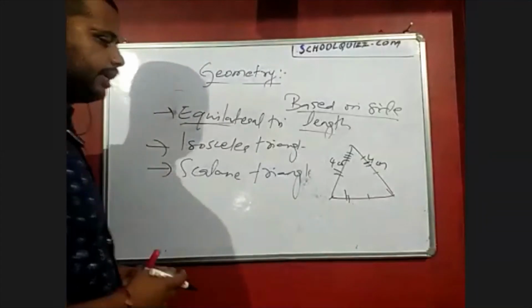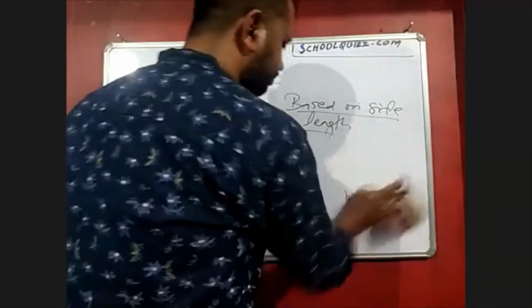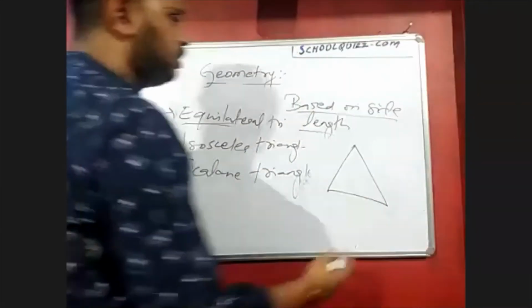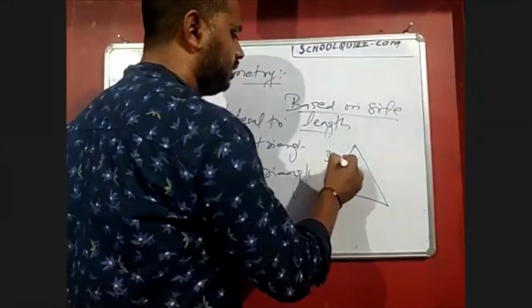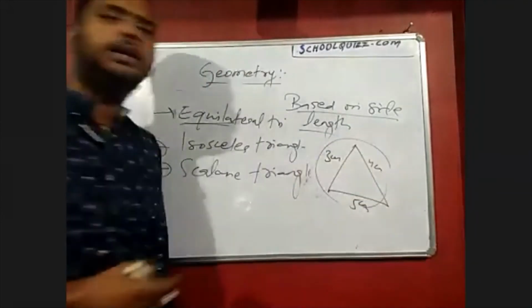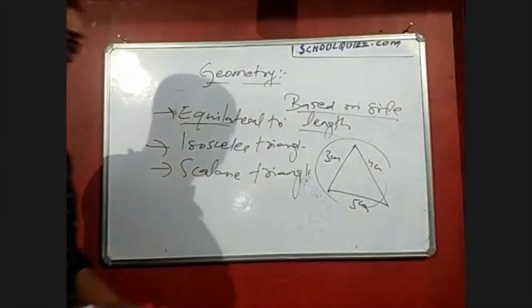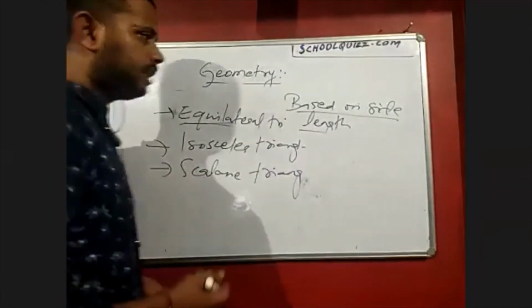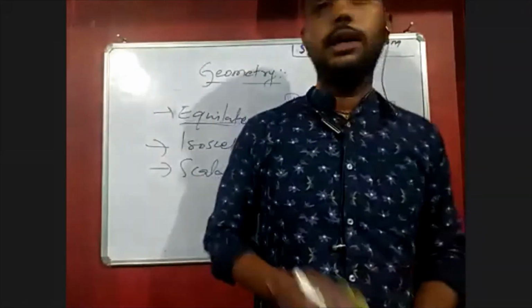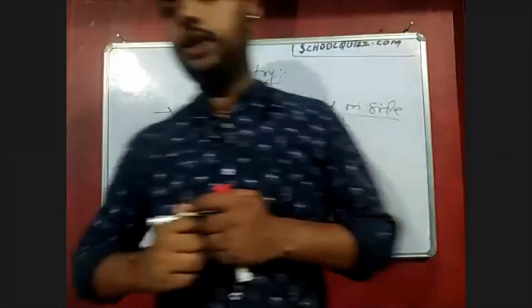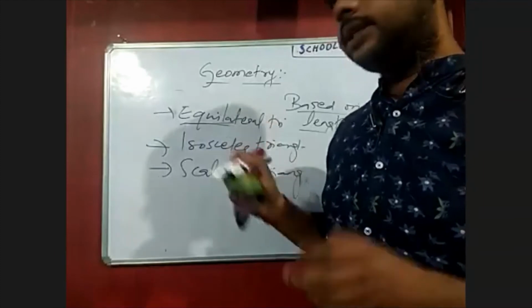And what is a scalene triangle? A scalene triangle is nothing but all sides are different. All sides are different means this is 3 centimeter, this is 4 centimeter, this is 5 centimeter. So all sides are different, and that is called a scalene triangle. So these are the types of triangles based on the length of line segments.